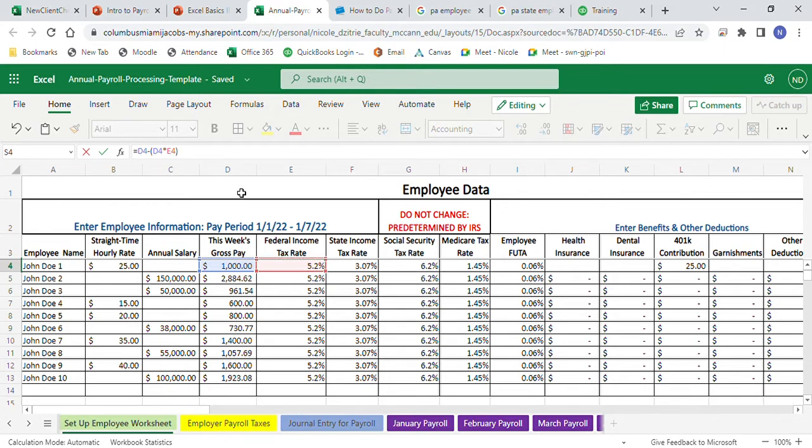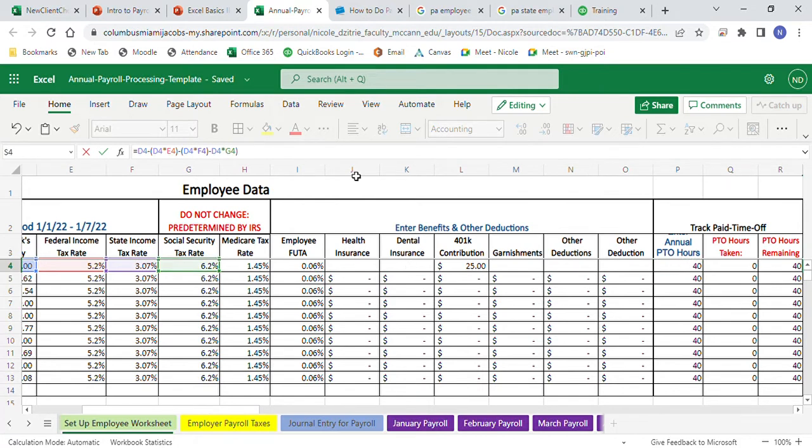And I'm going to go minus parenthesis. I'm going to take his gross pay again, and I'm going to times it by the state. Now that goes to the Department of Revenue for Pennsylvania. I'm going to subtract again his gross pay times Social Security. Oopsie, I didn't put my parentheses, but look how easy it is to just go back and change that. So that was G4. Let me just make sure I'm in the right place. Yes, that was G4.